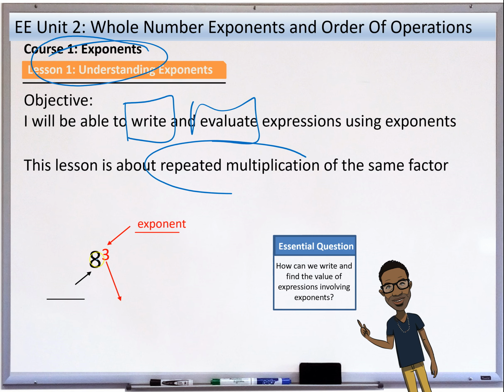So here we have 8 to the power of 3, 8 to the third power, or 8 cubed. 3 is our exponent. 8 is our base, or as we'll find out, it's really our factor. And what the exponent tells us is how many times to repeat that factor. That's all exponents really are. Let's get started.